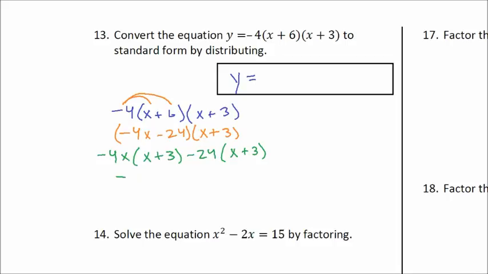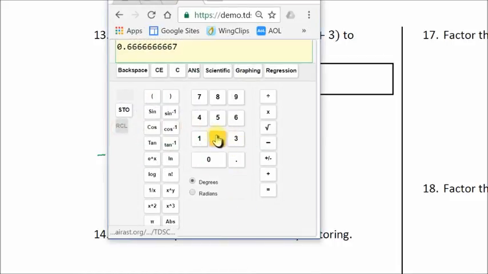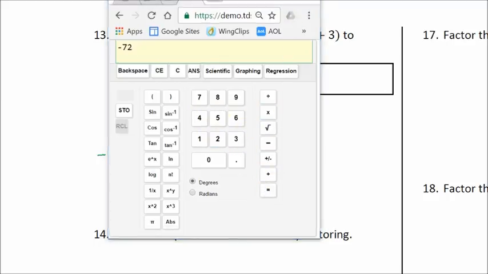Thought I changed colors there. Let's try that again. We've got negative 4x squared. Negative 4 times 3 is negative 12. We've got an x. Negative 24 times x is negative 24x. And negative 24 times 3, let's do that. Negative 24 times 3 equals negative 72.